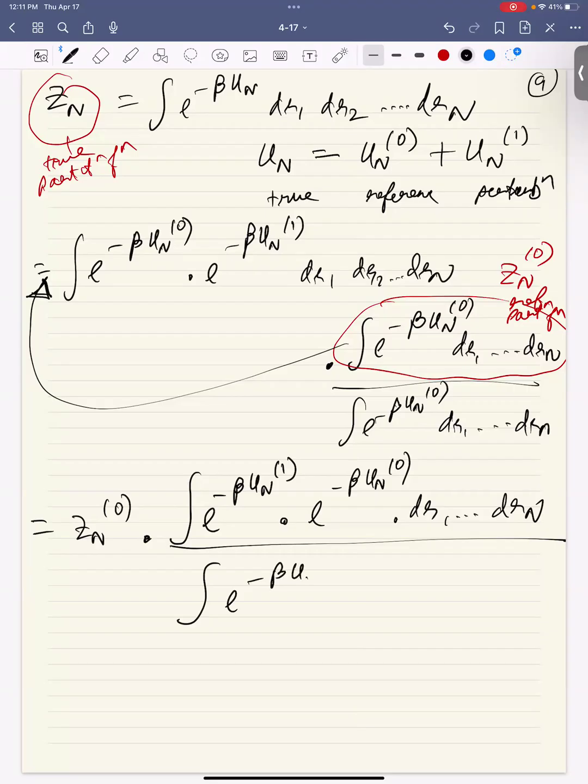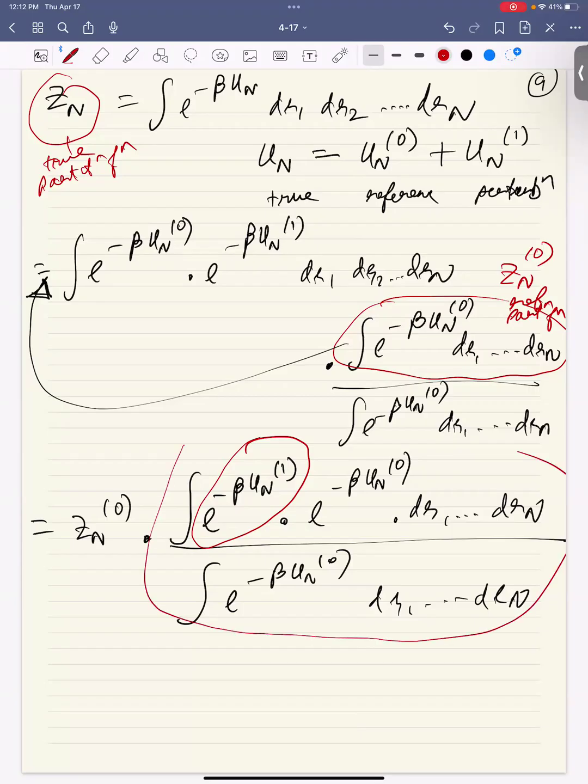It's fun. So Un0, dr1, drn. Okay, so in the top, it's the same thing. I have kept the Zn0 as is in the bottom, and in the top, I've switched the order. Notice this thing. If this was some function, forget for a moment that it is e to the power minus beta Un1. If this was some function, what is this thing in the bigger red circle doing? It is calculating the ensemble average of that function in the reference potential. This is e to the power minus beta Un0 on both sides, right?